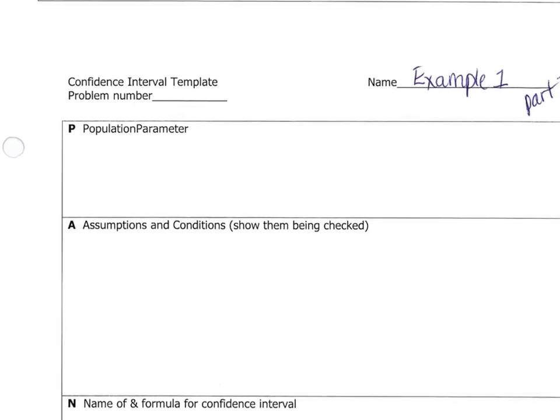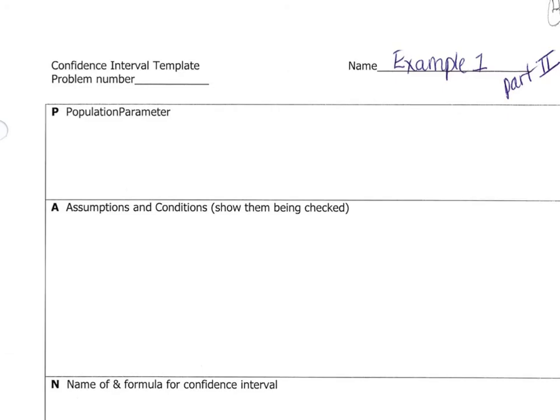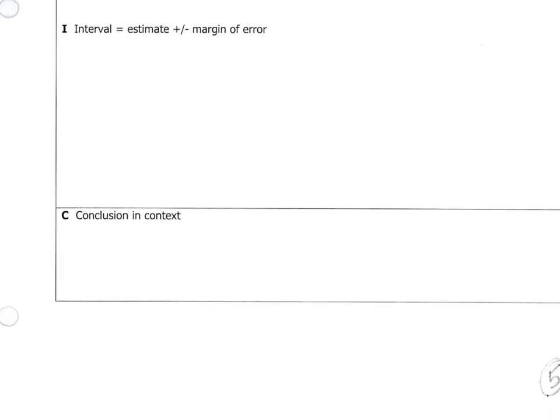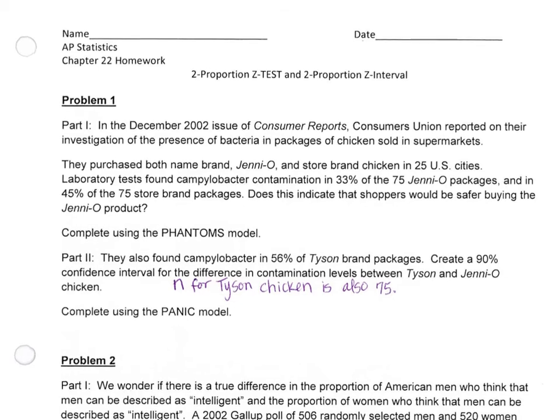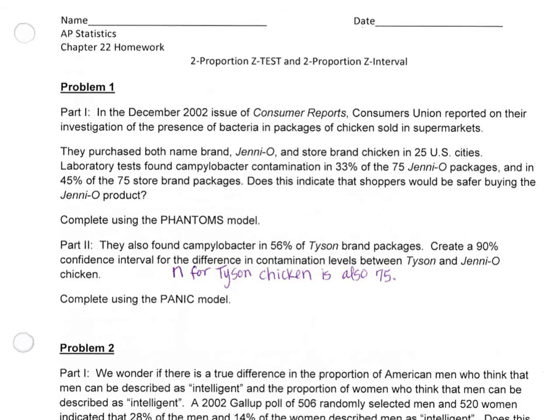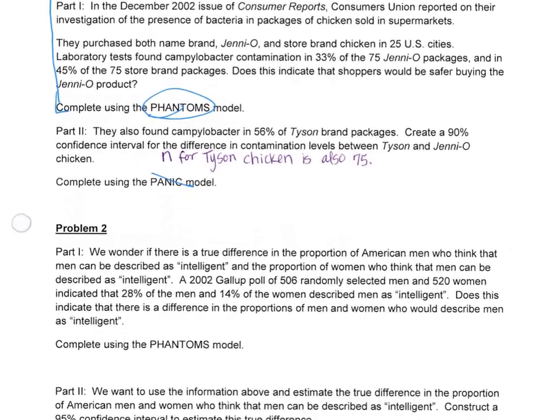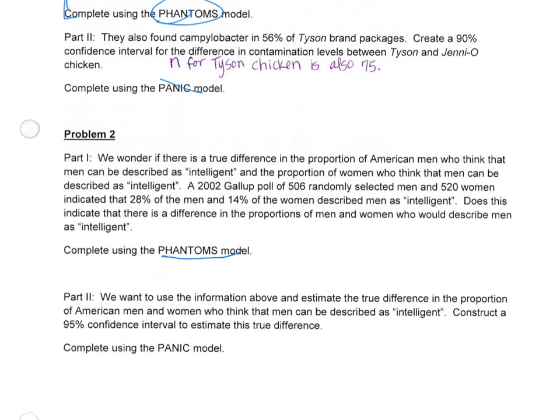All right. Tomorrow we will do the PANIC model. So that is not today. Here goes your assignment. Your assignment is to do the PHANTOMS model for problem number 1. Do not do the PANIC model yet. The PANIC model is tomorrow. And then you will do the PHANTOMS model for problem number 2 on the proportion of men versus the proportion of women who think men are intelligent.